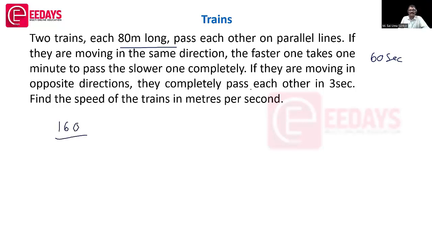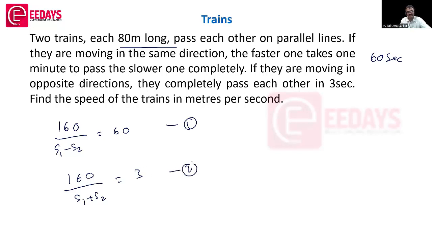By same direction. On parallel lines, if they are moving in the same direction, the faster train takes 1 minute. Same direction, that is equal to 160 by S1 minus S2, that is equal to 60 seconds. This is the first equation. Next, 160 by S1 plus S2 is equal to how many seconds? That is equal to 3 seconds. This is the second equation. If you solve these two equations, you will get the answer.